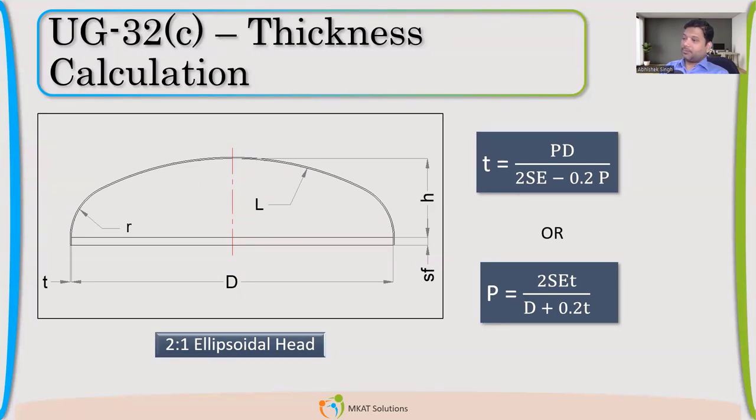Because of OD, what else? Based on outside diameter, there are formulas for outside diameter and inside diameter. That is a different thing. Factor K, yes, you're right. Factor K, but why? Because that factor K depends upon the ratio, right? Major and minor. So basically, it should give the same value.